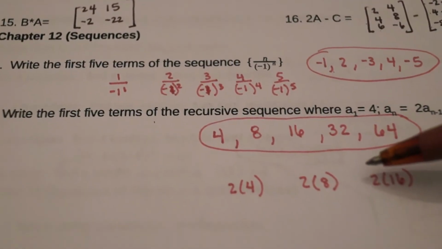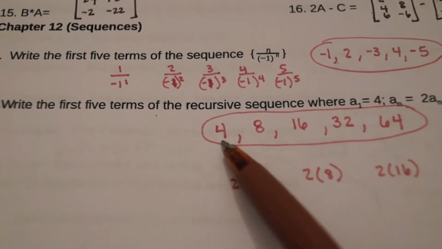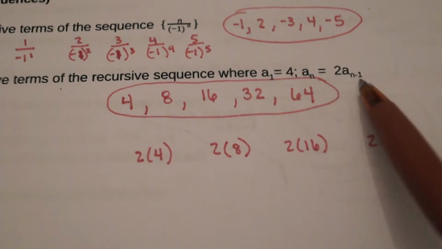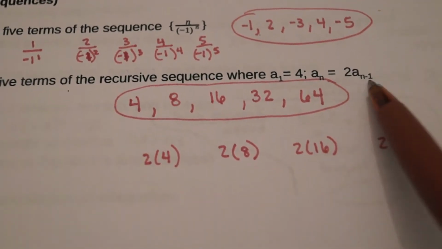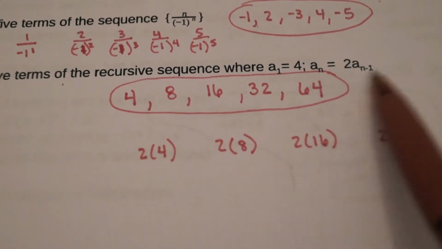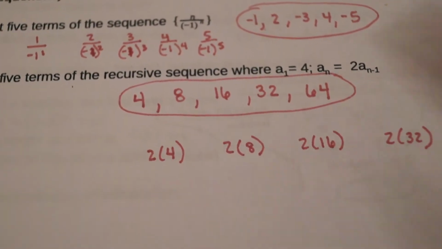Write the first 5 terms of the recursive sequence. Okay, this tells me the first term is 4. And for every term after that, I do 2 times what came before. That's what recursive means. So this n minus 1 is the one that came before. So start with 4 because it told me to. Then double it. So this times 2, this times 2, and so on until I get my list there.